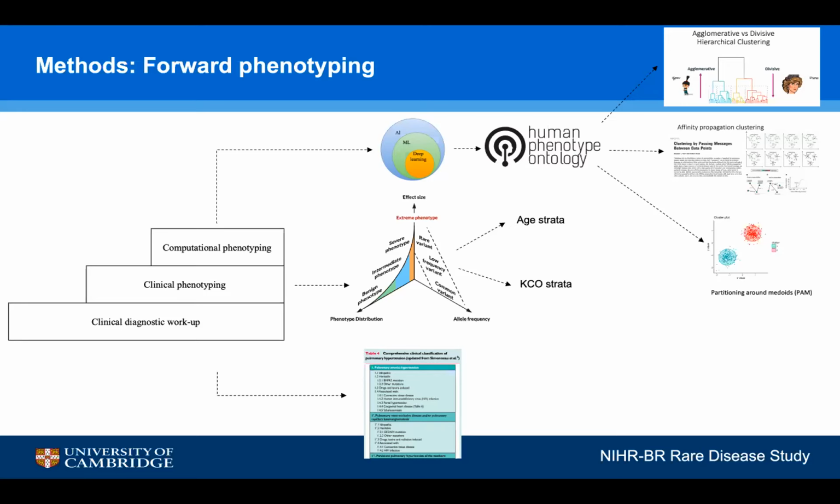feature of PAH, although the distribution or the degree of change is variable. And lastly, we performed computational phenotyping based on human phenotype ontology, and we used 3 different machine learning methods to devise those phenotypes.